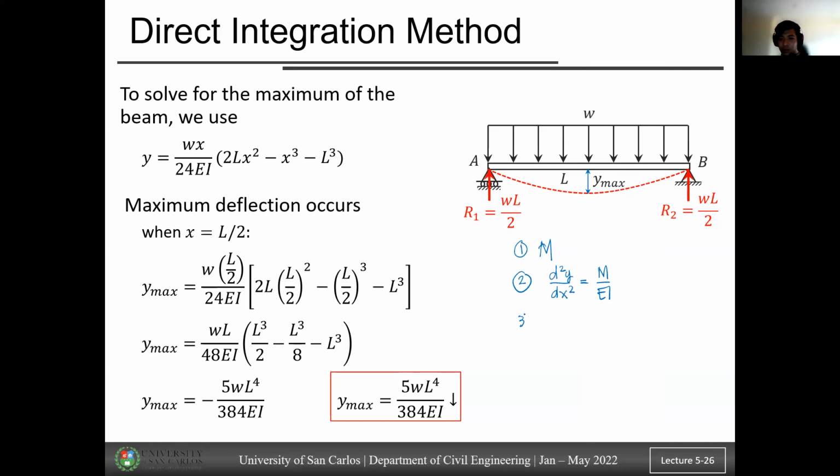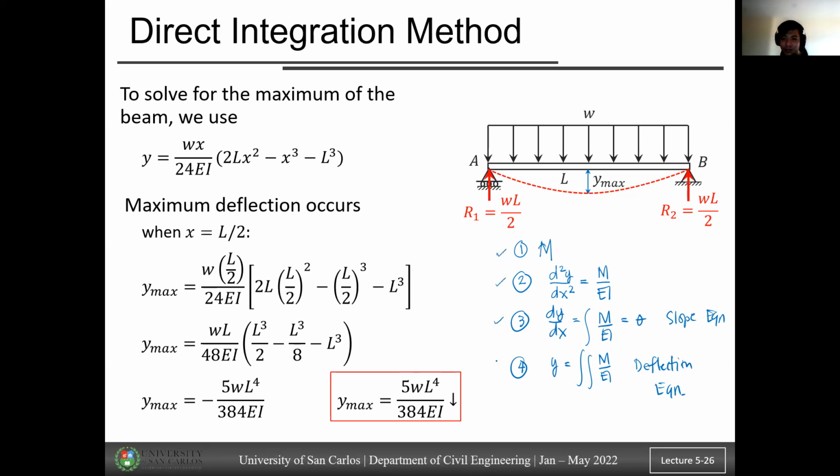So the third step would be to determine the first integral. Again, this would be equal to the slope equation. Then the second integral would be y equal to the double integral of the given expression. And again, this is our deflection equation. Compared to what we discussed earlier in the derivation, this is easy to solve.